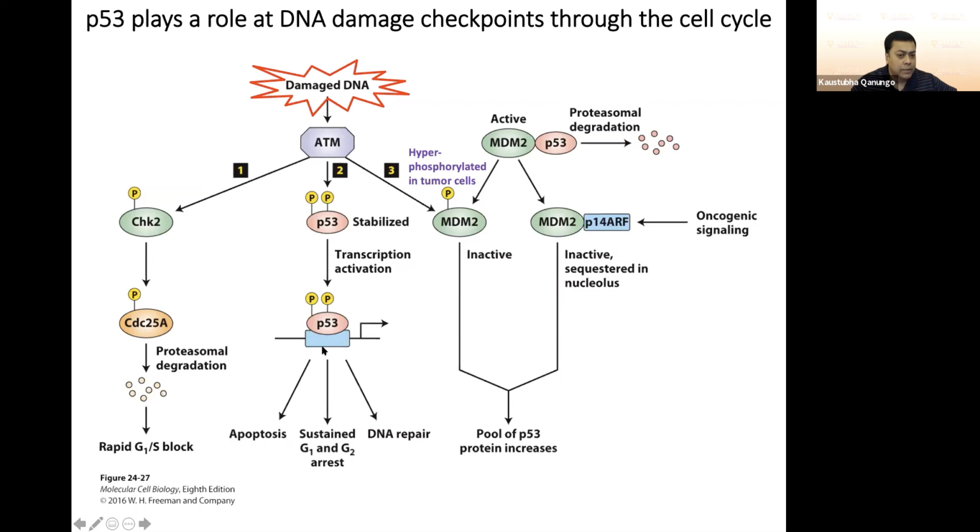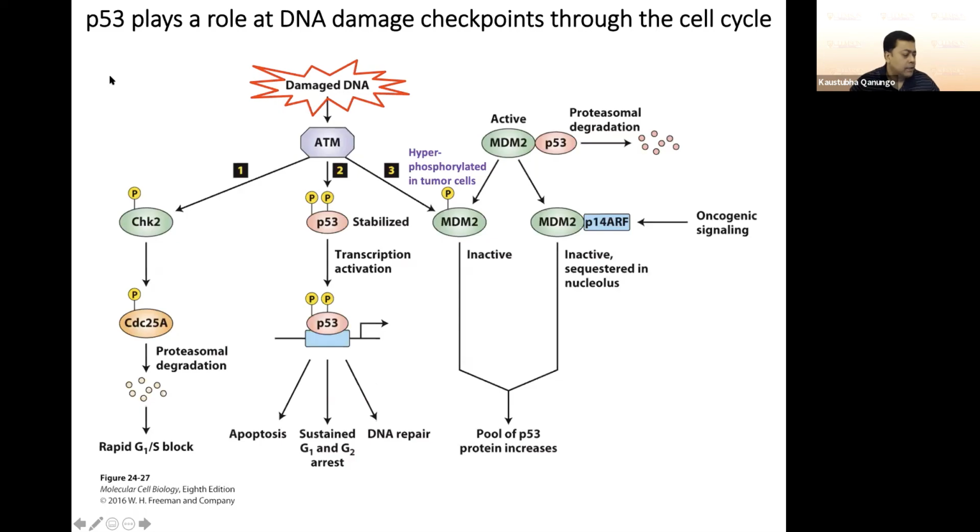Basically, what is shown in this picture is a gene, and this is a binding site on the DNA where P53 binds and leads to transcription. This is a typical sign in molecular biology, which shows transcription from a transcription factor. Due to that, it will lead to apoptosis, sustained G1 or G2 arrest, or DNA repair. By itself, it will not.